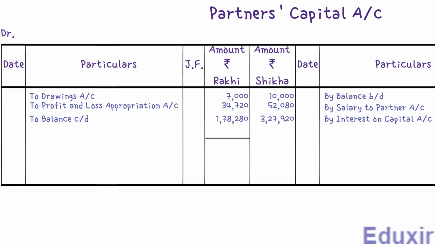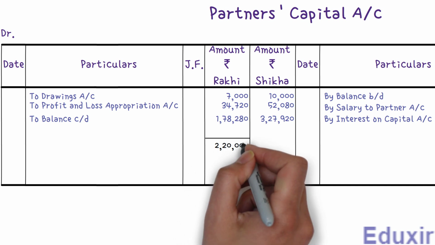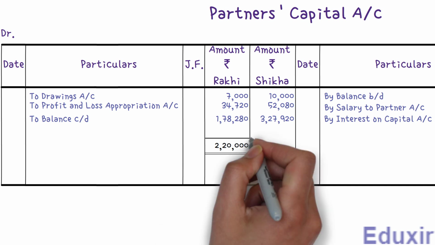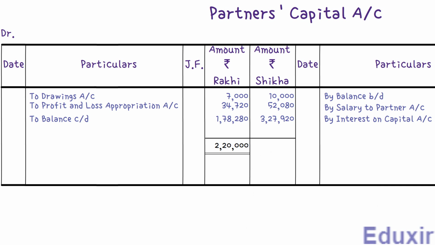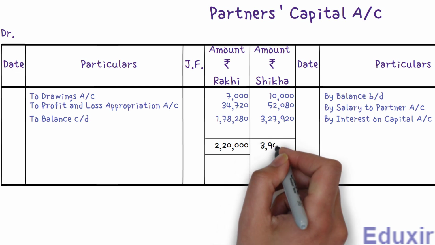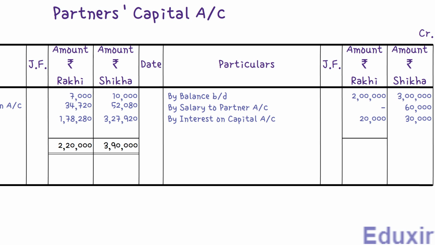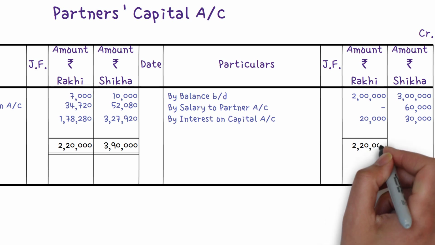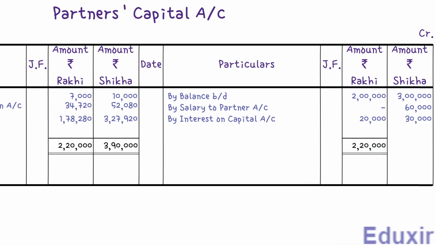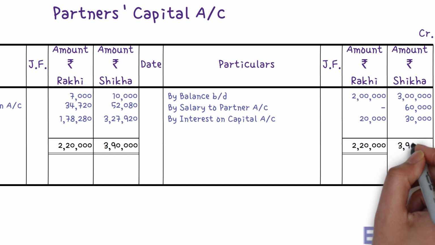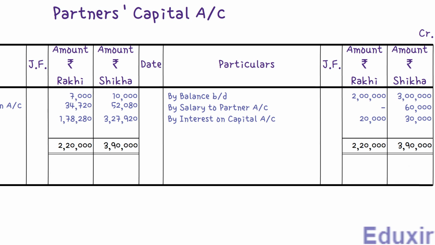Now the total on the debit side of the partner's capital account for the partner Rakhi is 2,20,000 rupees. Similarly, the total on the debit side of the partner's capital account for the partner Shikha is 3,90,000 rupees. Similarly, the total on the credit side of the partner's capital account for the partner Rakhi is 2,20,000 rupees. Similarly, the total on the credit side of the partner's capital account for the partner Shikha is 3,90,000 rupees. So now the partner's capital account is balanced. With that, we have come to the end of this problem.